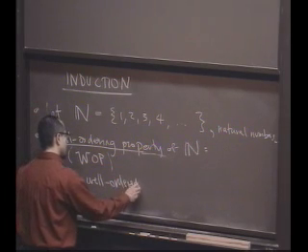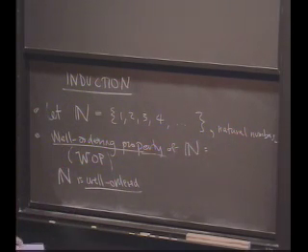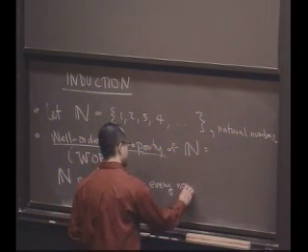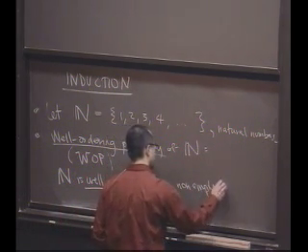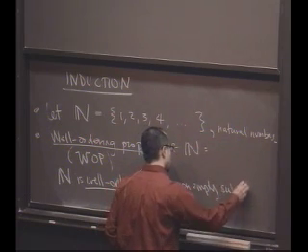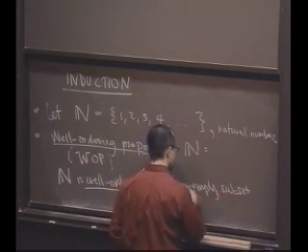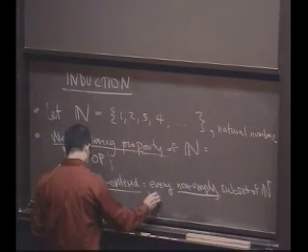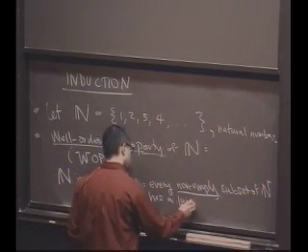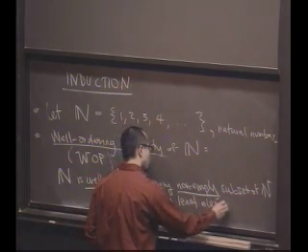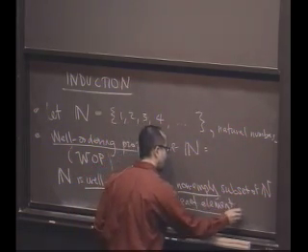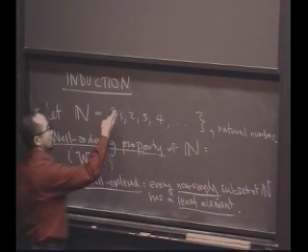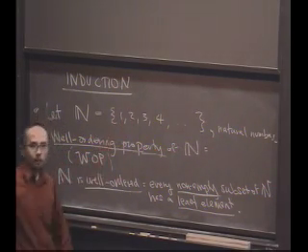So what does it mean for a set to be well-ordered? Well, it means that if you take any non-empty subset, so every non-empty subset of the natural numbers has a least element. Okay, so the natural numbers are endowed with an order, which is the one you usually think of. 1 is less than 2 is less than 3 is less than 4.